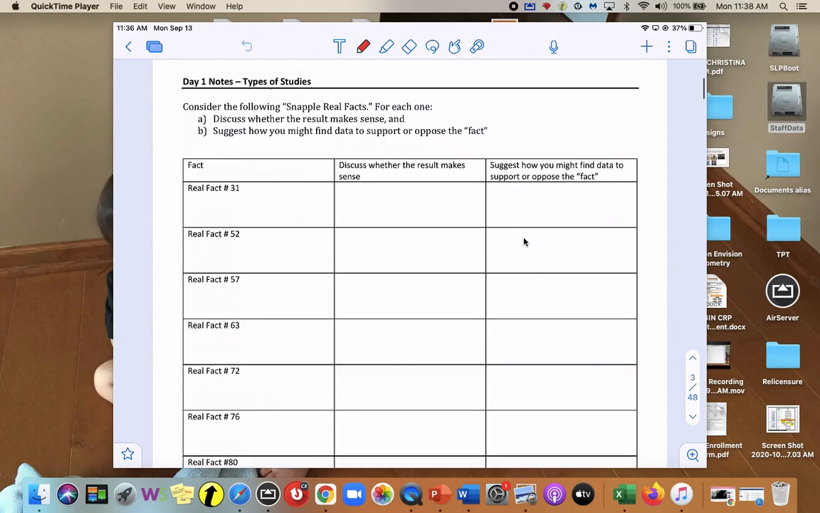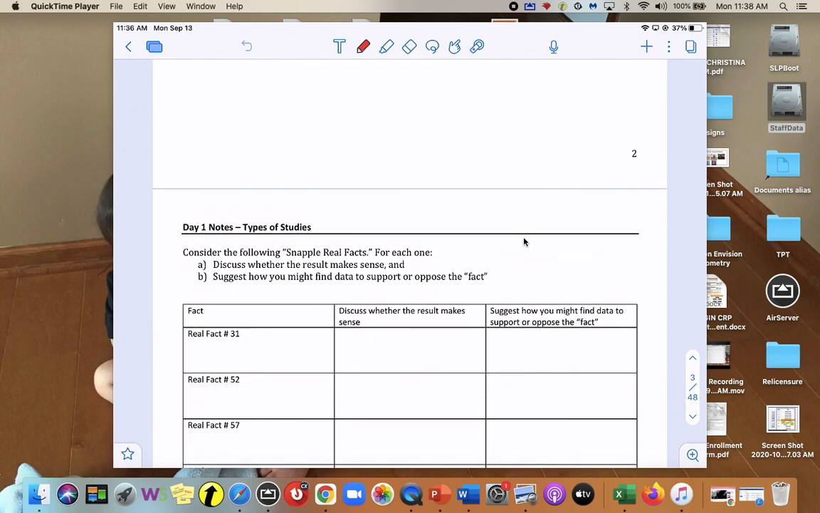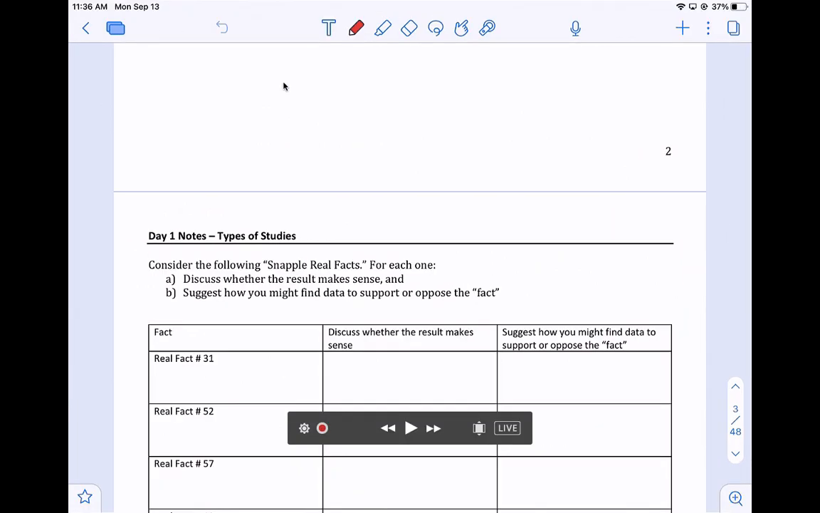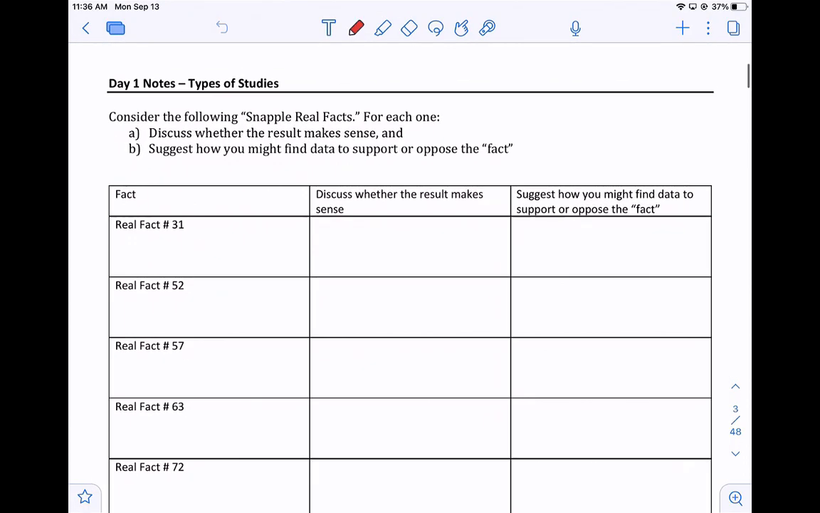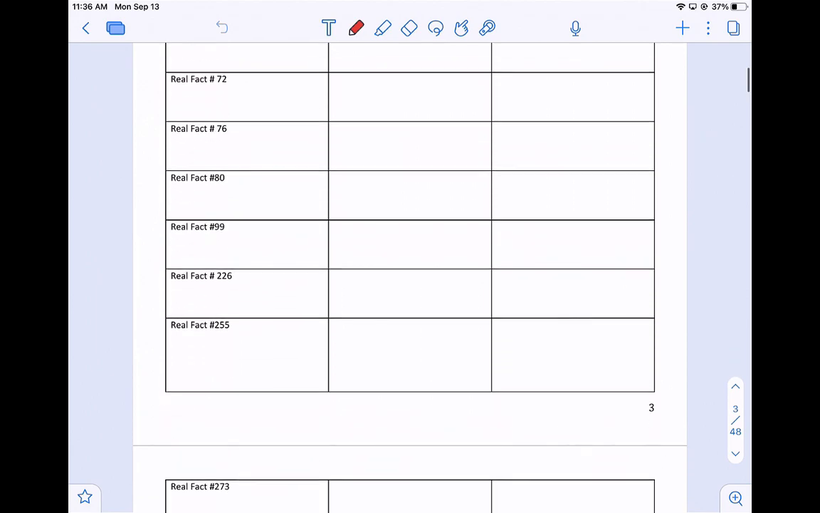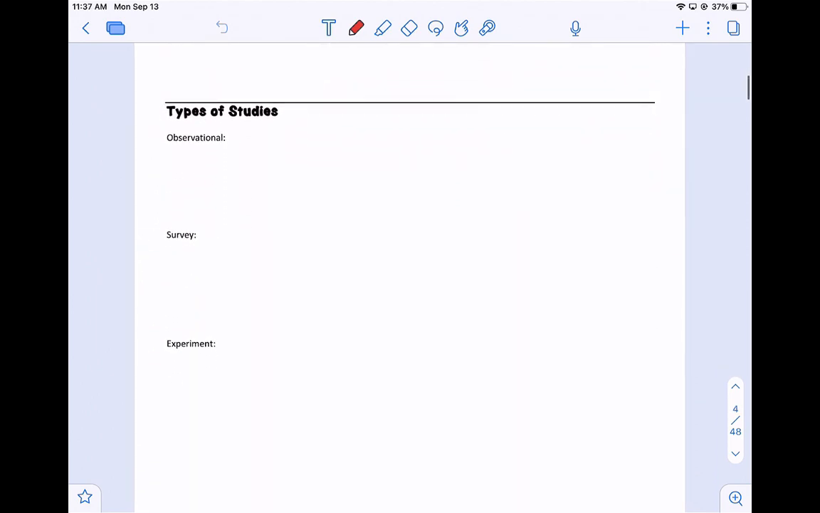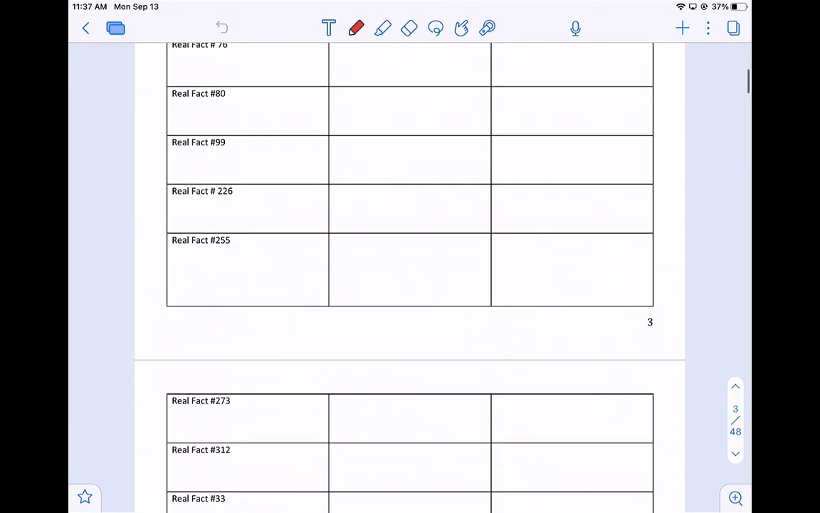Survey, we'll do an activity where we'll go around the room and investigate different Snapple real facts. For each one, we'll discuss whether the result makes sense and also suggest how you might find data to support or oppose the fact. So in class, we'll be filling out this sheet as we look at the facts. And eventually what we'll get to is, what are these types of studies that could be used to gather and come up with these different facts that we looked at?